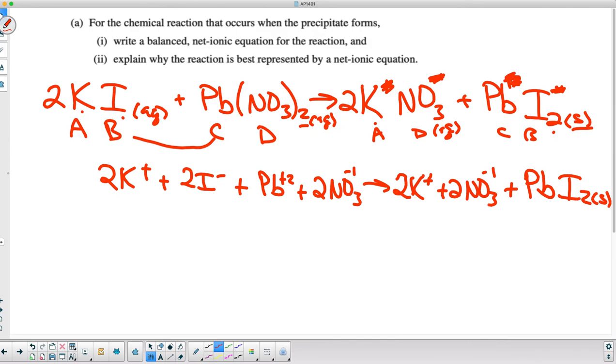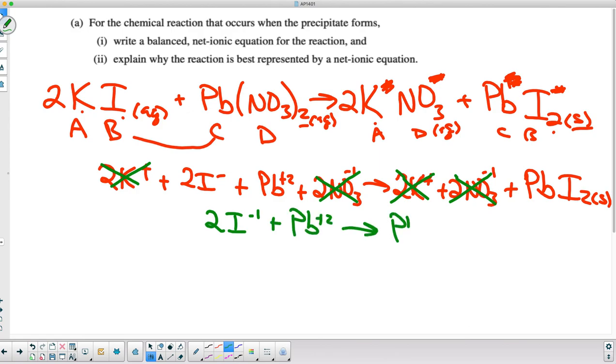Okay? Now I go through here to get the net ionic equation, I get rid of all the extra ions that do not change from one side to the other. And it looks like these are the ones that don't change. So that means I have 2 I minus plus a Pb 2 plus yields PbI2. And that's a solid. Okay, that's it for letter A. That was a lot of information.